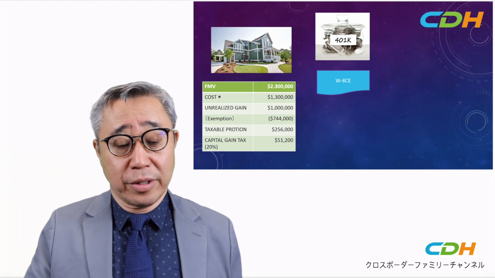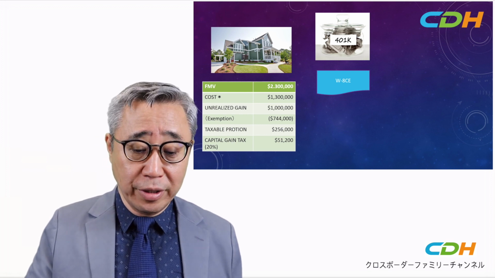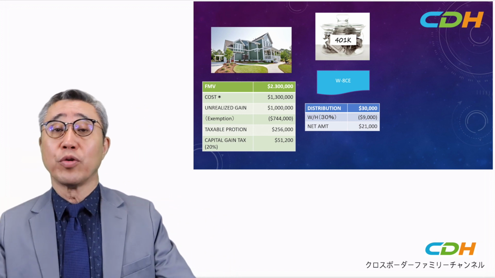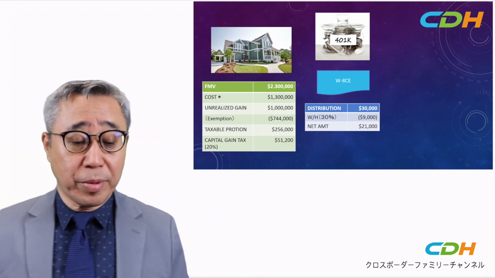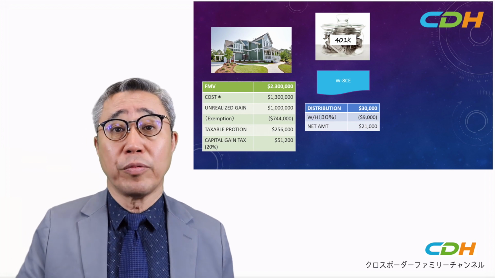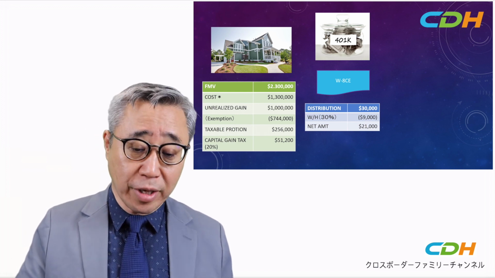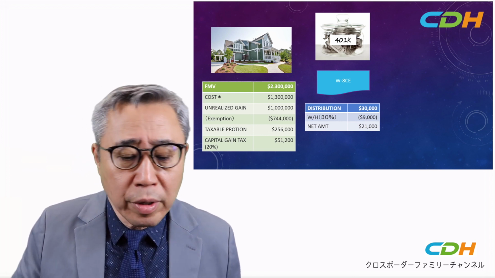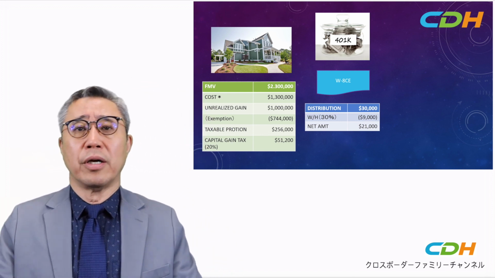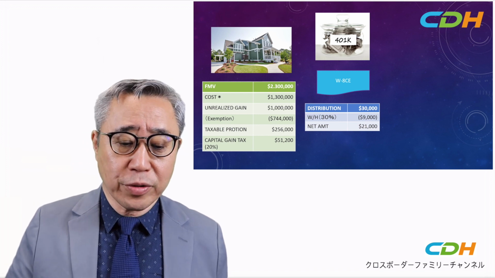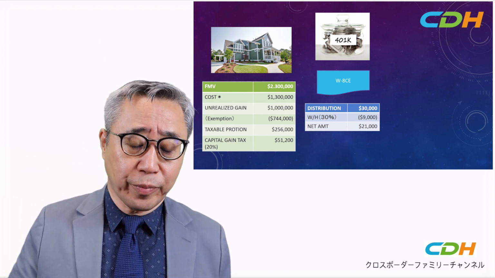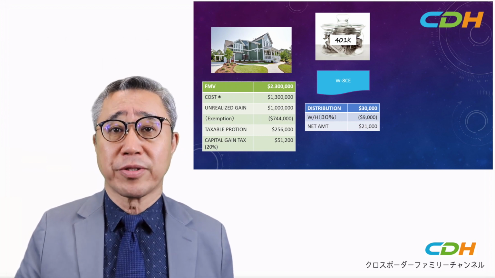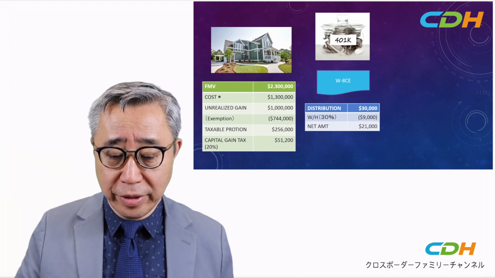401k, I said you must file W8C, then you receive a distribution, $30,000 from the US 401k account. 30% of it, $9,000, will be withheld and sent to the US government. You're going to get the $21,000. If you don't file W8C, it's a disaster, because this qualified deferred compensation will be treated as a specified tax account, which I will explain here.